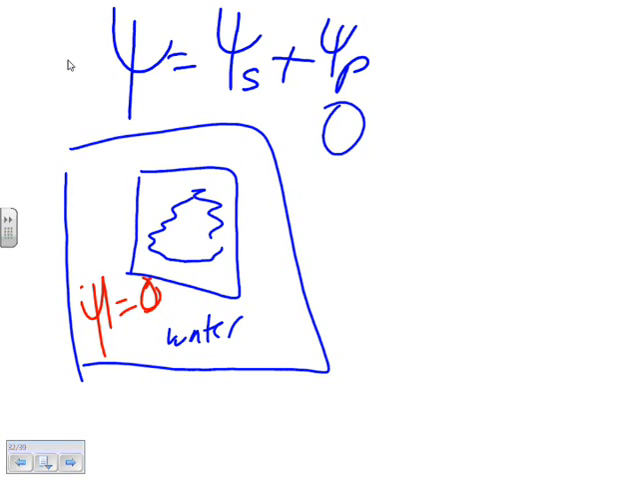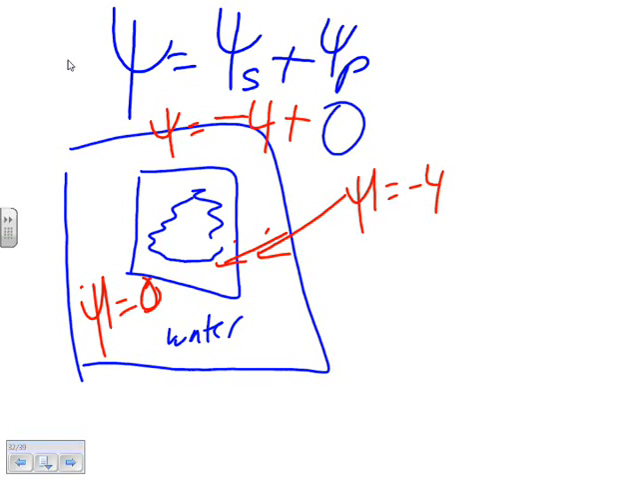So I'm just going to make up a number for this solute potential right now. I'm going to say it's -4. Realize that's just a made-up number to make my example. -4 is the solute potential. 0 is the pressure potential. So right now, my total water potential inside my cell is -4. Inside my cup, it's 0.